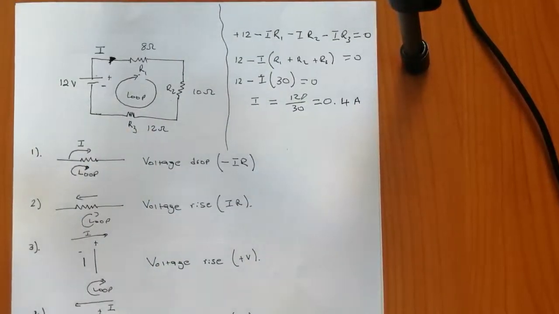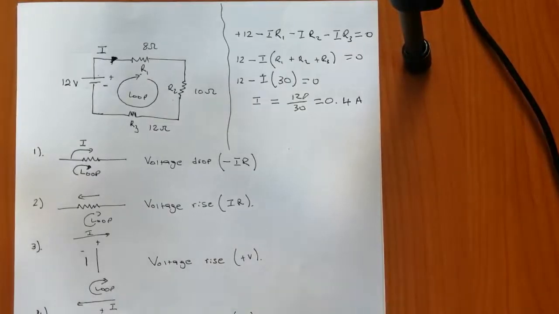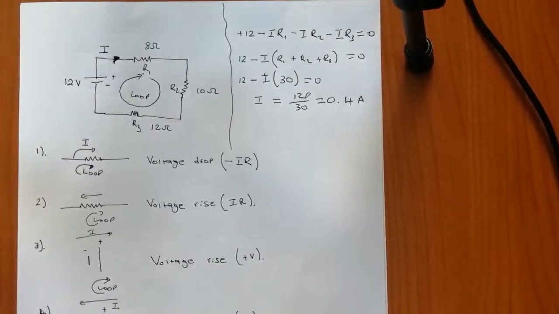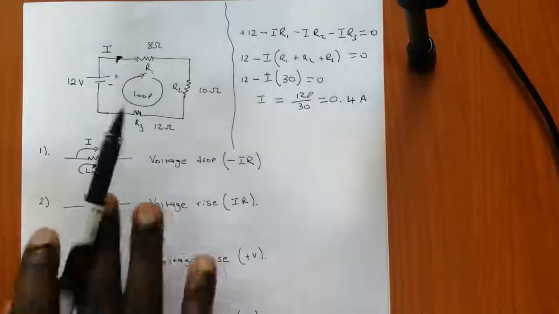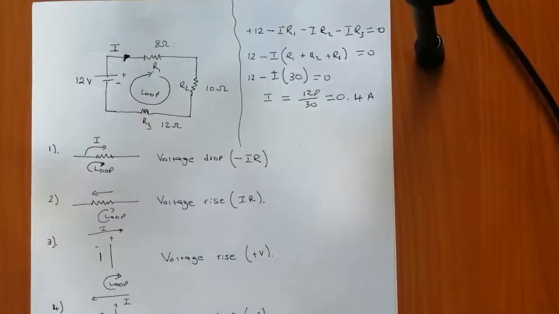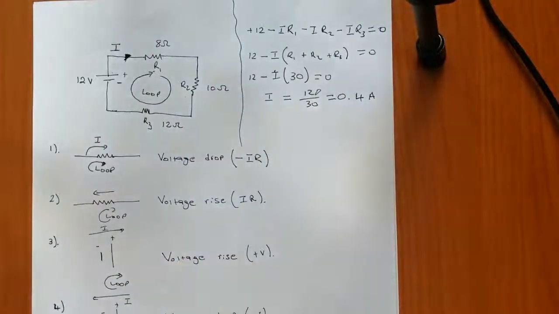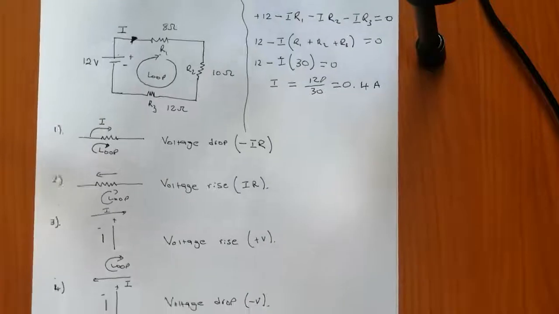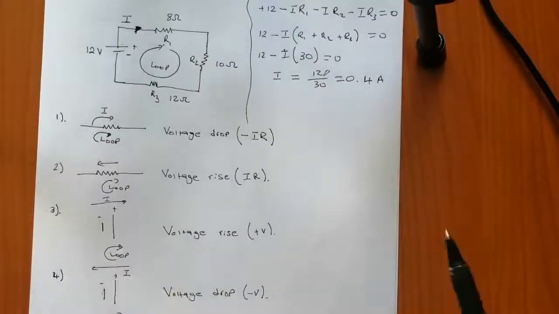So we have one loop. You can make 2 or 3 loops, but I think that is beyond your scope. So right now, let us just stick to one loop. But one thing that you should master is these 4. Once you master these 4, you'll be able to solve any network problem using Kirchhoff's law.